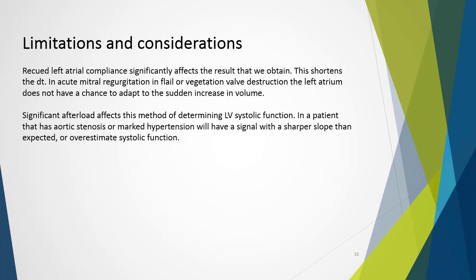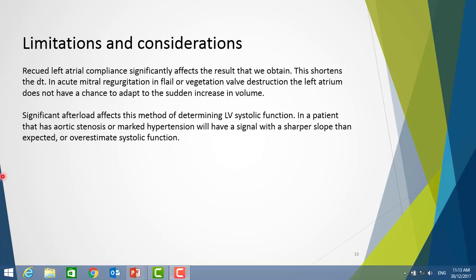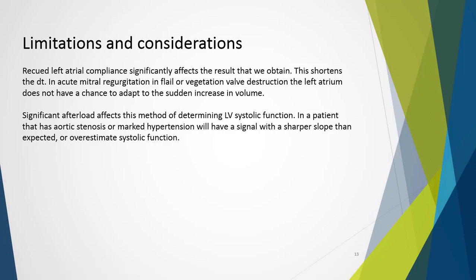So, limitations and considerations of this method. Reduced left atrial compliance significantly affects the result that we obtain. Compliance, or the willingness of the receiving chamber to stretch, means that a small change in volume leads to a significant change in pressure. In acute mitral regurgitation, in flail, or vegetation with significant valve destruction, the left atrium does not have a chance to adapt to the sudden increase in volume. Thus, it is non-compliant, and the dp/dt will falsely give a result with numbers larger than expected.